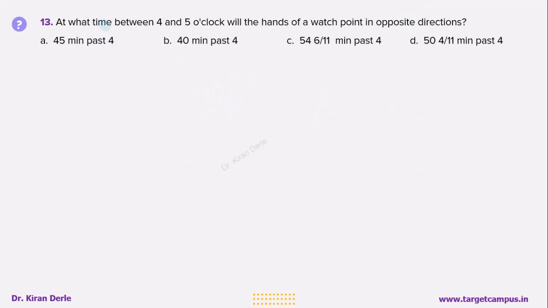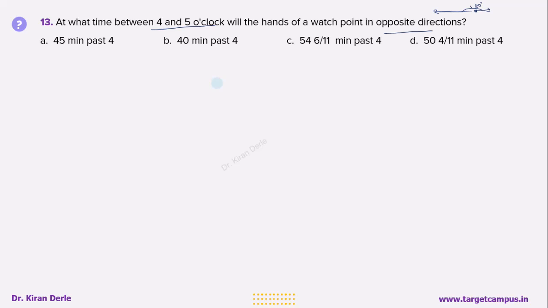At what time between 4 and 5 o'clock will the hands of a watch point in opposite direction? Okay, so point in opposite direction means what? Like, let's say this is the hour hand and this is the minute hand. So pointing in opposite direction means they are making 180 degrees of angle. So at what time are they going to make this 180 degree angle, right?